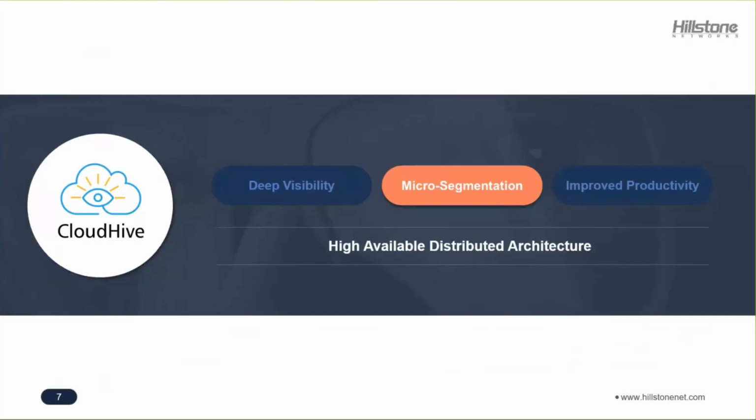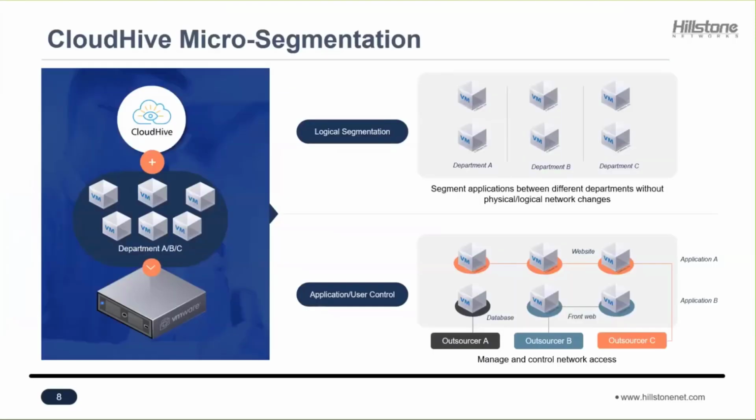After the visibility, all you want to do probably is to have better control, better security for your system. CloudHive offers micro-segmentation as well as application level security. What is micro-segmentation? In a virtualization environment, you may have a VLAN or a flat layer 2 network. Micro-segmentation enables you to segment the flat network into specific segments.